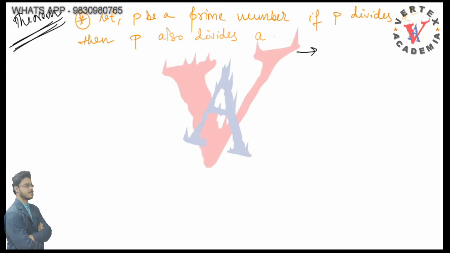What it says is that, let p be a prime number. So let the prime number be 2. If 2 divides a square, let a square be 9. Sorry, 9 cannot be, because 2 does not divide it. Let a square be 16. Then if a number p, that is 2, which is prime, divides a square, that is here 2 divides 16, then 2 also divides a, that is root of 16, 4.